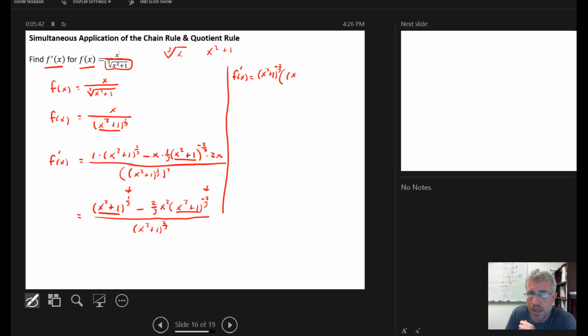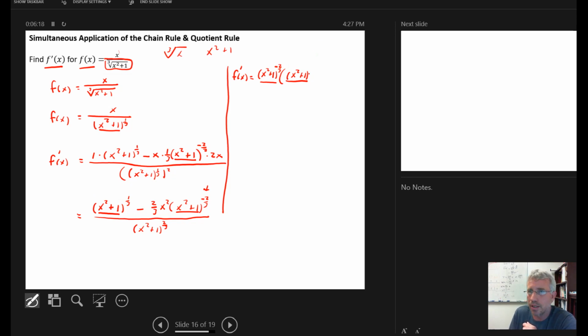I know it's going to be an x squared plus 1, and then you have to figure out what power goes here. What we want to recognize is when we multiply a base times a base, we add the exponents. So I need to say, what exponent do I add to negative 2/3 to get the 1/3 that I started with? In this case, it's actually just going to be a 1. So if I do 1 plus negative 2/3, I get 3/3 plus negative 2/3 is 1/3, which is the exponent that's sitting there.